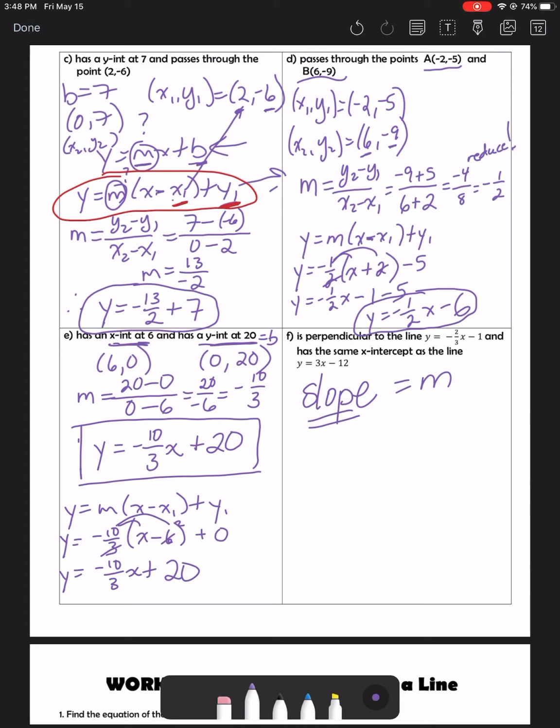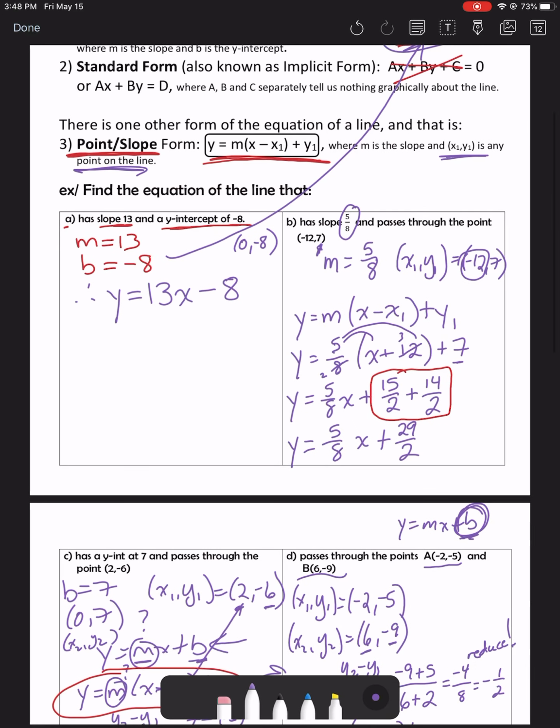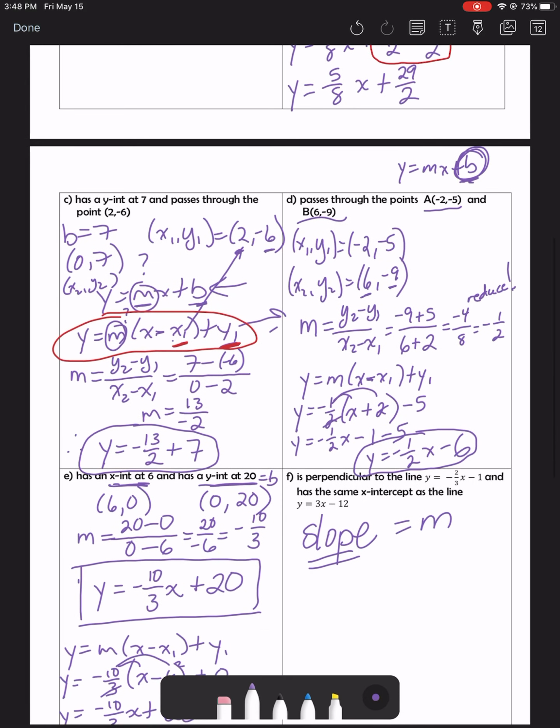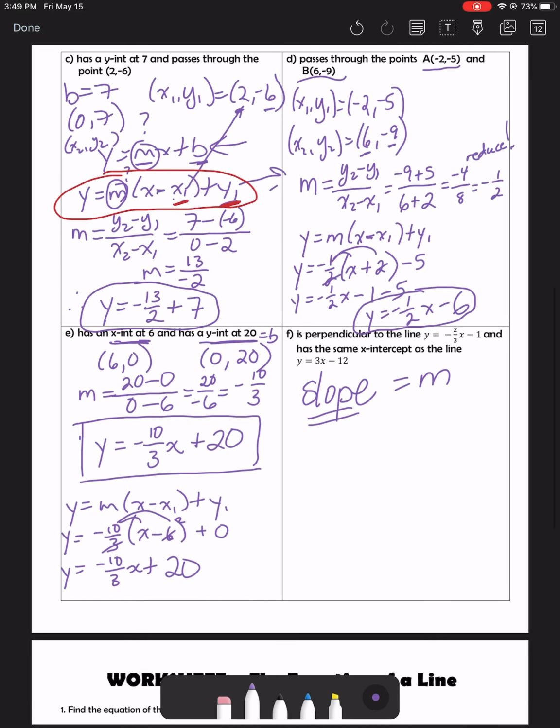Sometimes you are given some information about the equation that will indicate what the slope is. It might actually come right out and tell you what the slope is, like questions A and B told us the slope, said M was 13, said M was 5/8. You know it right away. Sometimes it doesn't give it to you. It gives you 2 points instead. Like one of those points might be an intercept, or both of those points might be 2 different intercepts, but it gives you 2 points so you can find the slope. You have to somehow figure out what the slope is.